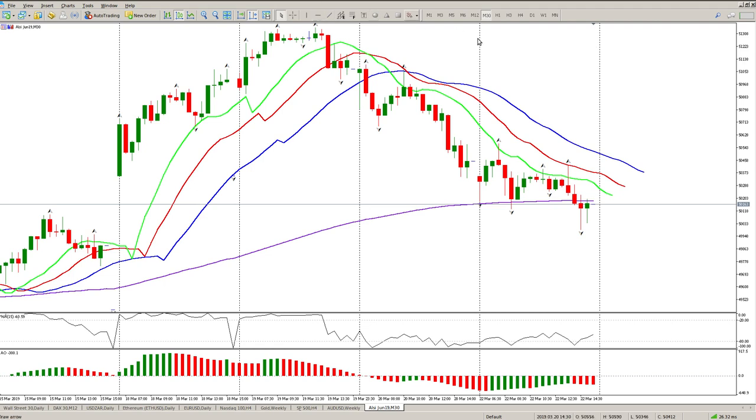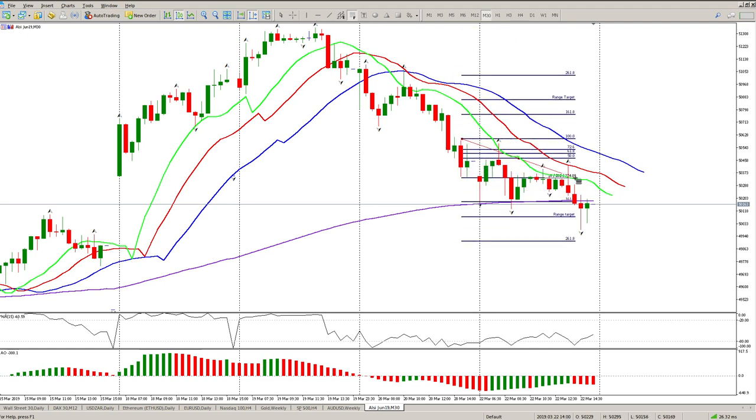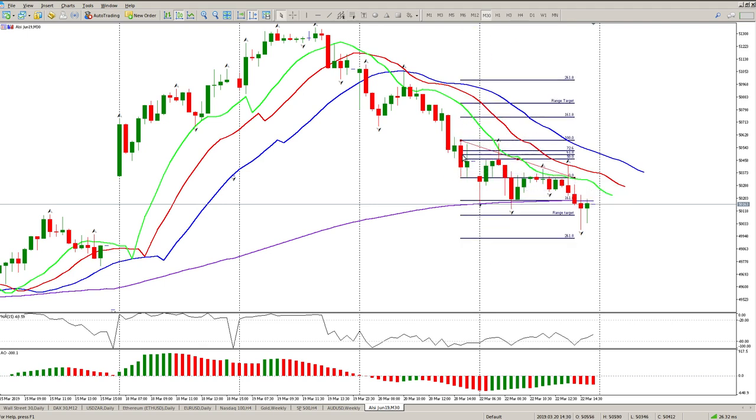closing range breakout. So let's just, there's my closing range from Thursday, and you can see how we eventually tagged the target and almost tagged the second target. Okay, so let's just put levels in so you can see what I'm talking about.